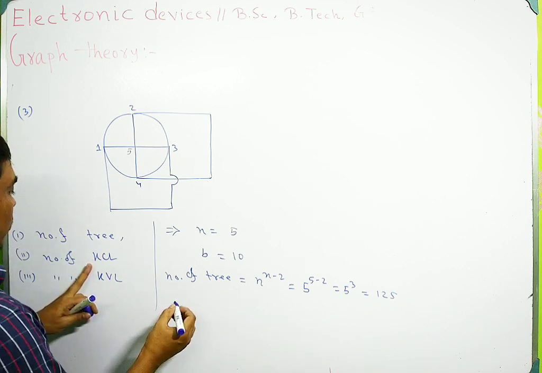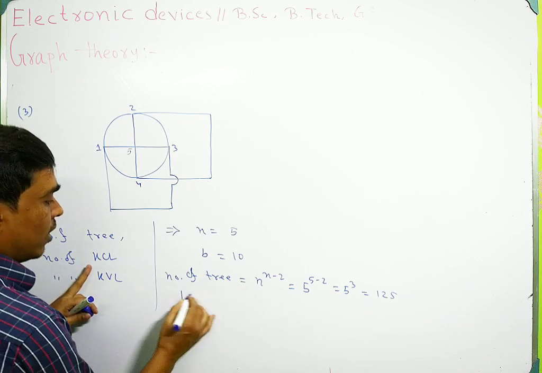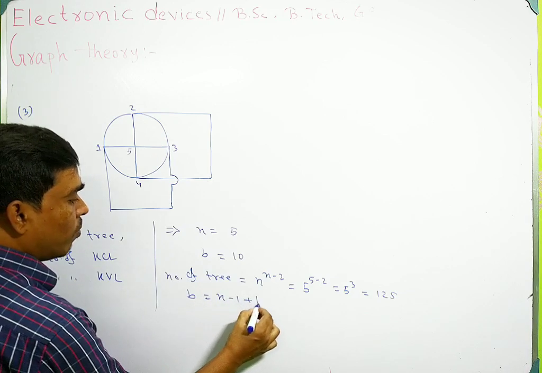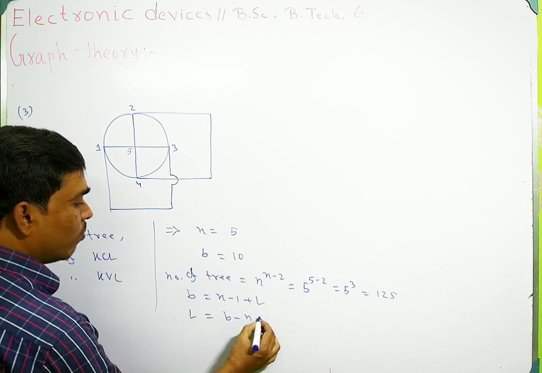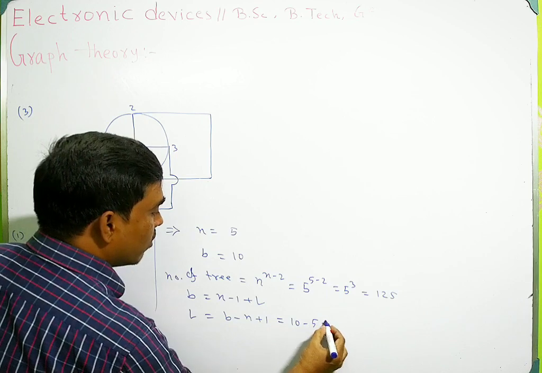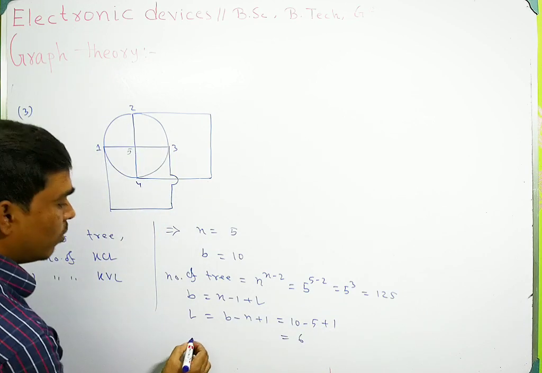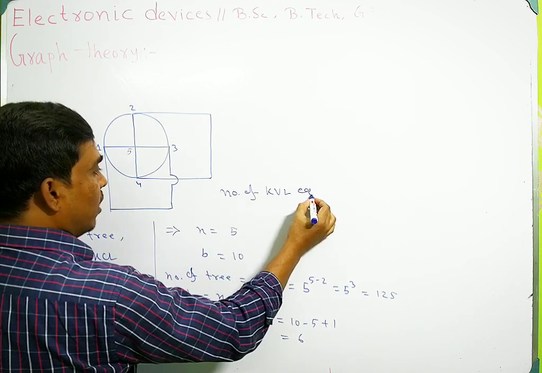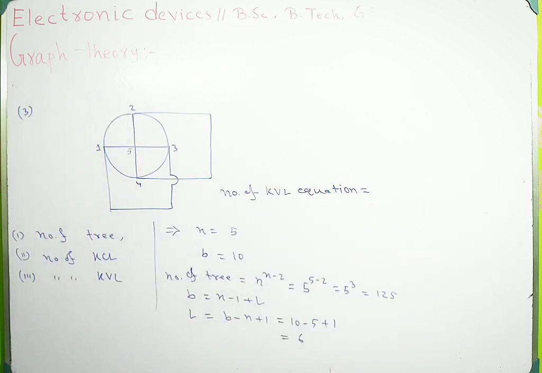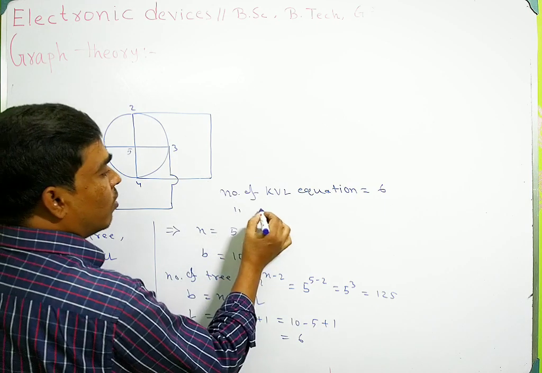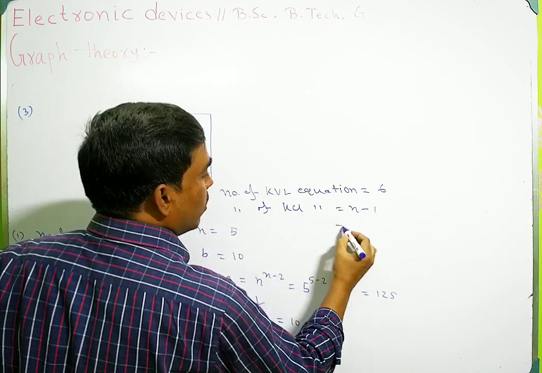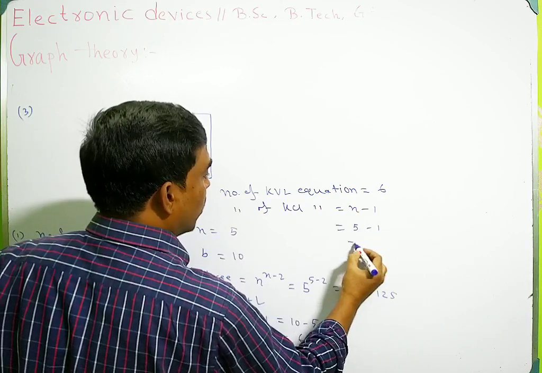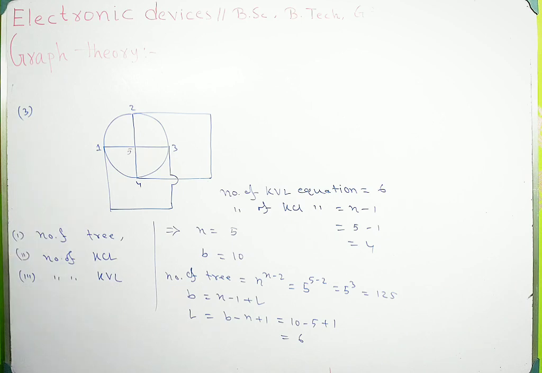For the number of KVL equations, from the equation B equals n minus 1 plus L, L equals B minus n plus 1. B is 10, minus 5, plus 1. So this is 6. So the number of KVL equations is 6. And the number of KCL equations is n minus 1. So n is 5, minus 1, equals 4. So this is problem number 3.